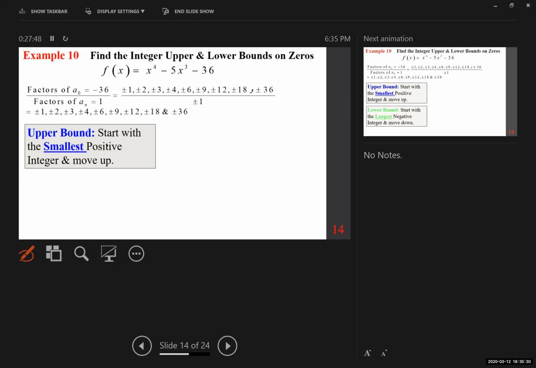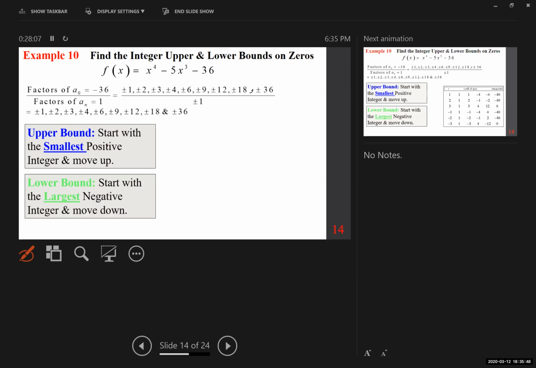Are you with me? On the other hand, we do the same thing with the negative side. The largest negative number is negative 1. You don't start with negative 9, okay? So you start with negative 1 and do the math. Does that make sense? Okay. With that being the case, just take a look at what happens. So this is the concept.